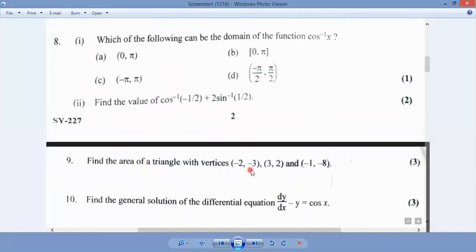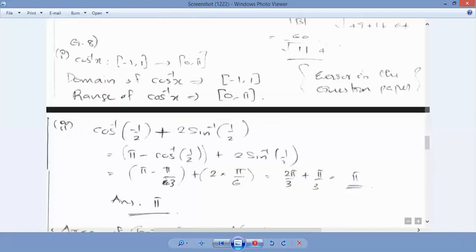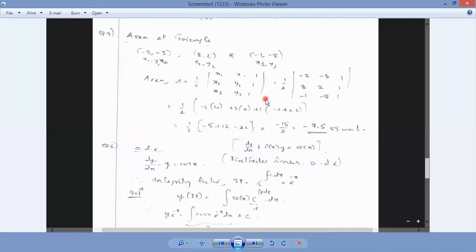Now, find the area of a triangle given these vertices. You can simply find the area using this formula directly. Area is equal to half into the determinant of these values. Substitute these coordinates here and take the determinant, and you will get the area, which would be numerically equal to minus 7.5 square units.